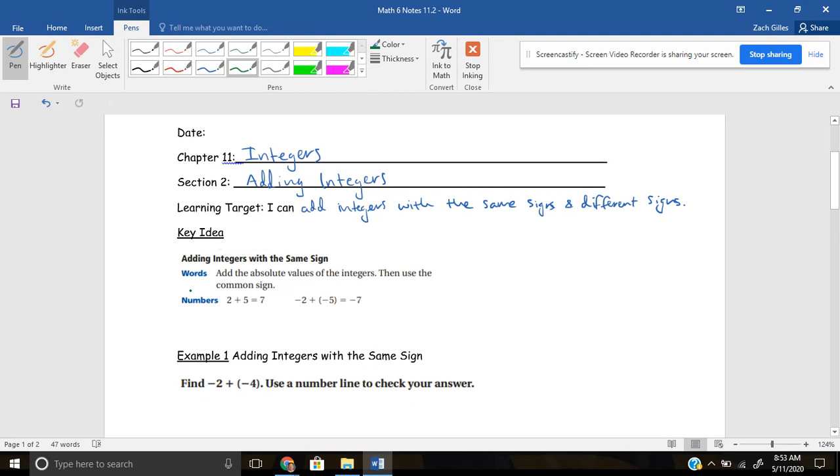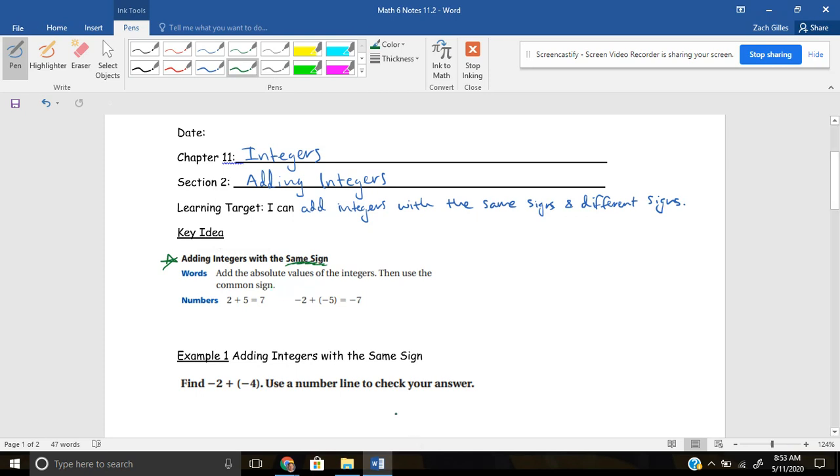For our key idea, this is the first set of problems that you'll see, when our integers have the same sign. Adding integers with the same sign means they're both positive or they're both negative. To do that, add the absolute values of the integers and then use the common sign. So in this case, 2 plus 5, the absolute value of 2 and 5 is 2 and 5, and the common sign is a positive, so you're going to end up with a positive answer.